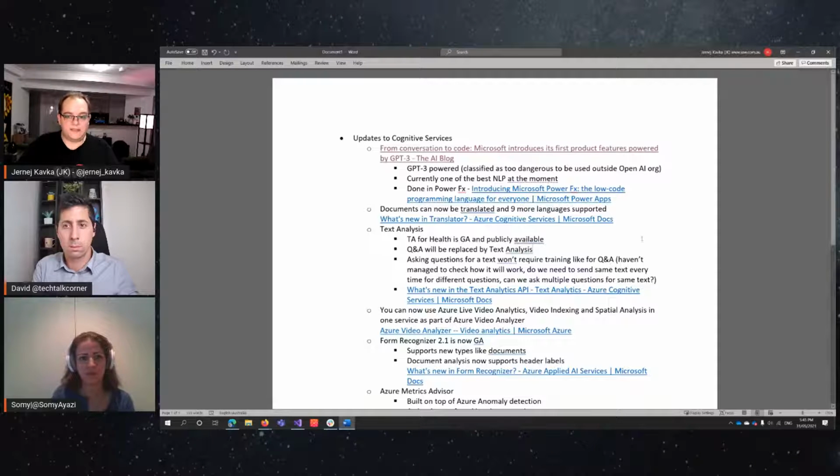And about the languages, what we've seen is that a lot of the services have gotten more language support. Only highlighted here is the translator, which has 9 more languages, but I believe a lot more cognitive services have more languages.